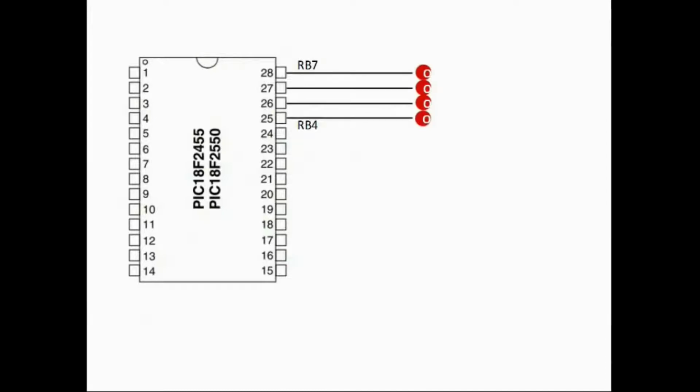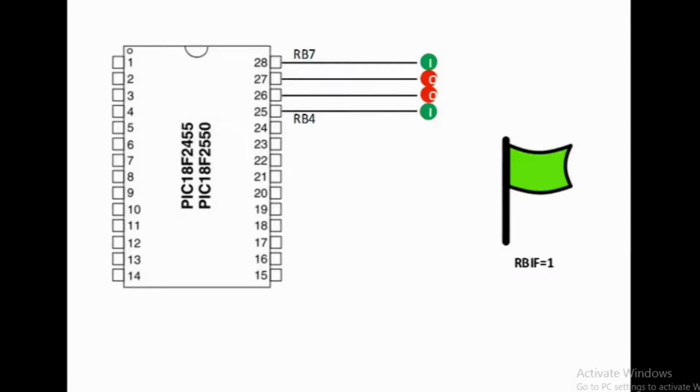And here is an animation to make it clear. Suppose that these four pins are made input and initially connected to 0 volts. If any of these pins, say RB7, is now connected to 5 volts, or high state, then the PORTB interrupt is triggered and RBIF is set. According to the previous video, or according to the datasheet, once we handle the interrupt, we have to clear RBIF so we don't get false interrupts. So we handled the interrupt, cleared RBIF, and suddenly RB4 changed its state from low to high. Then the interrupt is triggered again and RBIF is set. So we handle the interrupt once again and clear RBIF.